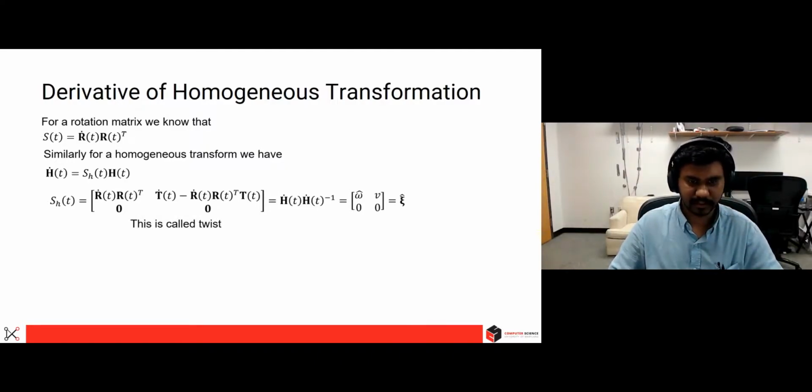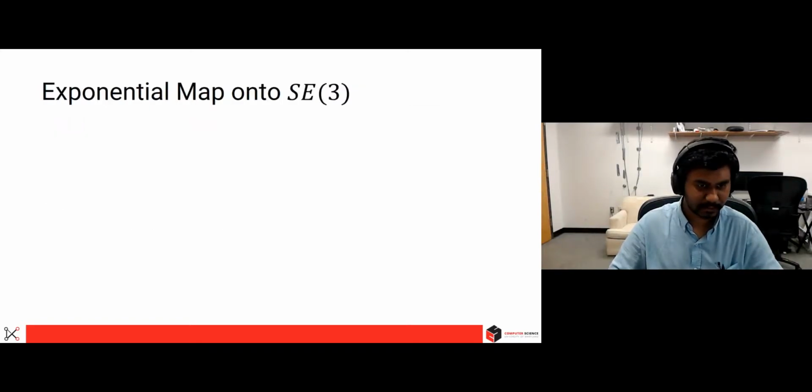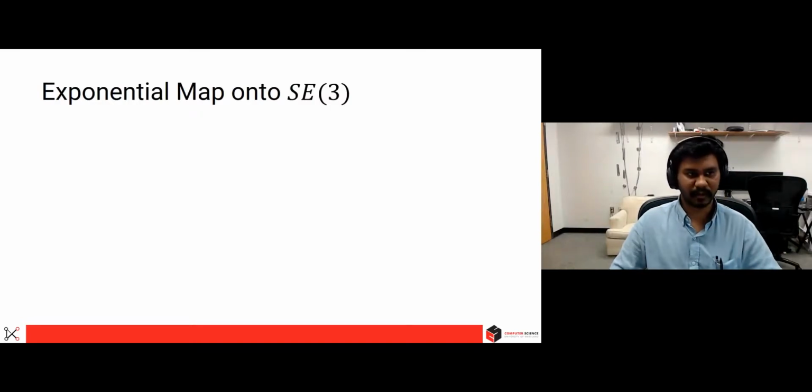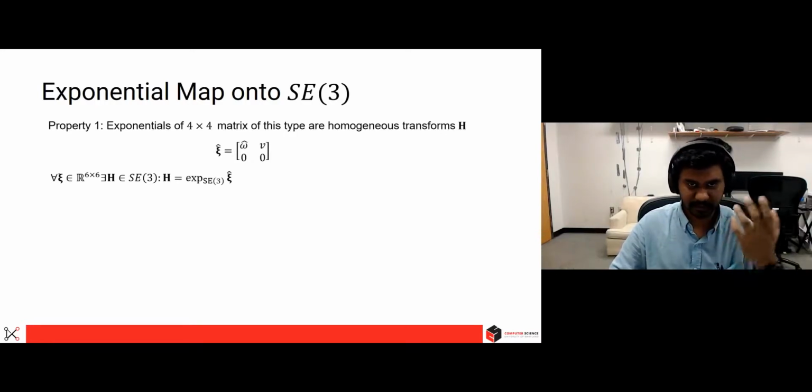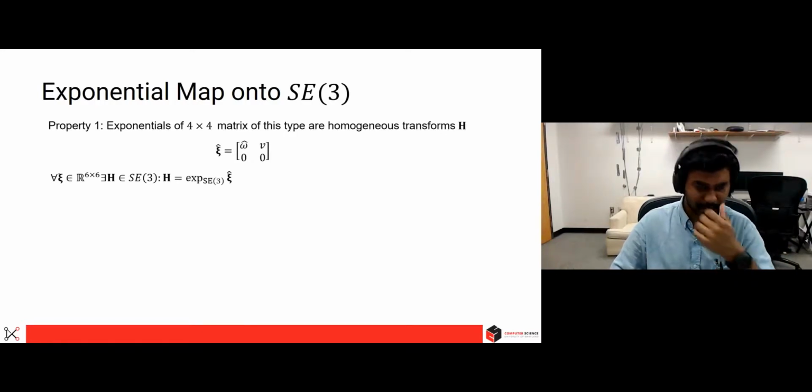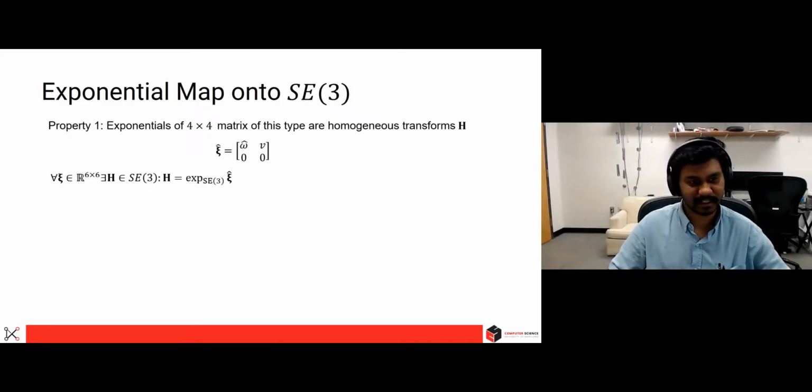This 4 by 4 matrix is also called a twist in general terms. Now we want to talk a little bit about the exponential map onto SE3. This is analogous to what we had for SO3, but in this case it's SE3 because it's dealing with both the whole Euclidean space, that is the rotation and the translation.